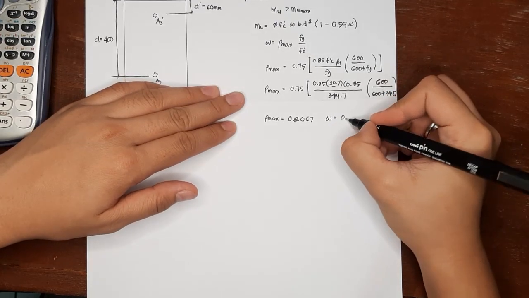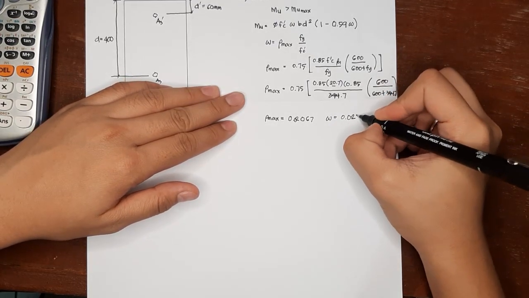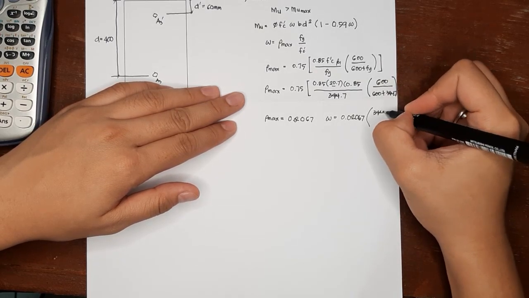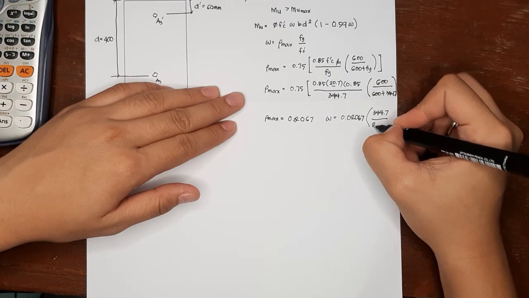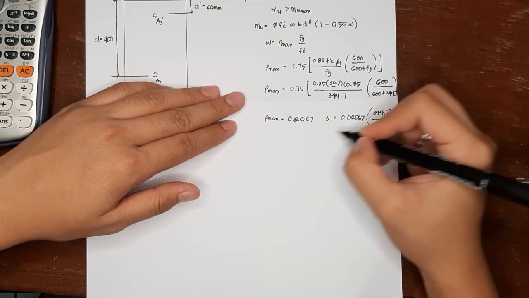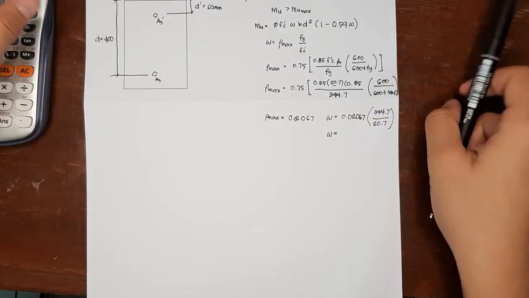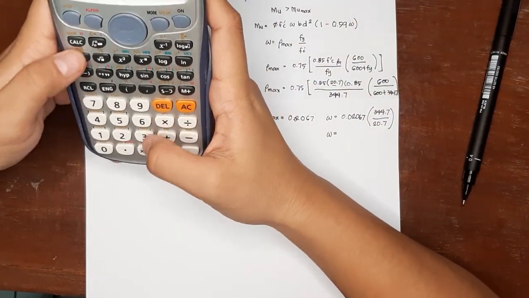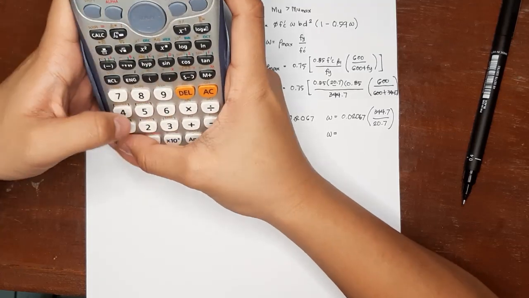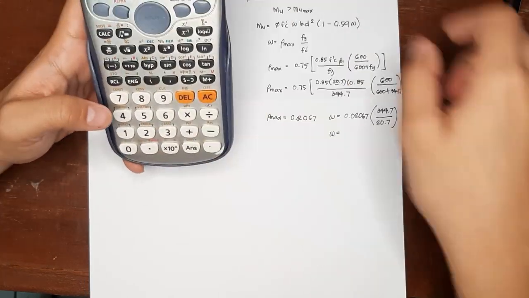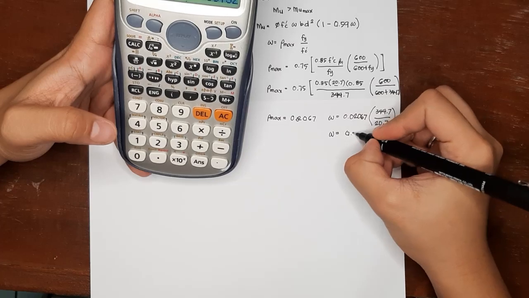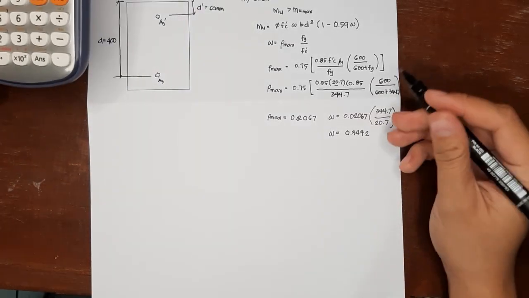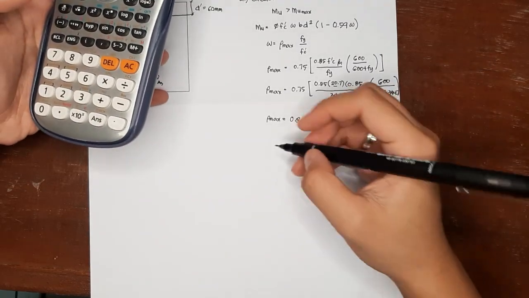Okay, so now we can solve for our omega. Our omega is 0.02067 times Fy, 344.7, over 20.7 of F prime of C, and it would give us omega as 0.3442.